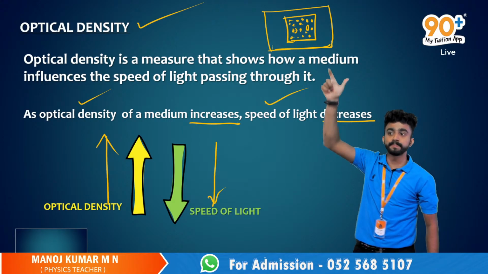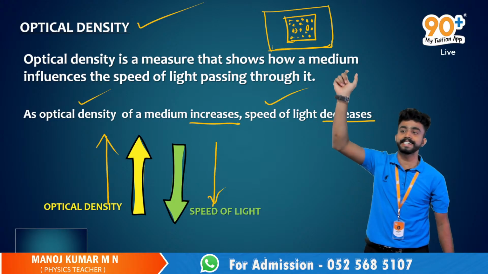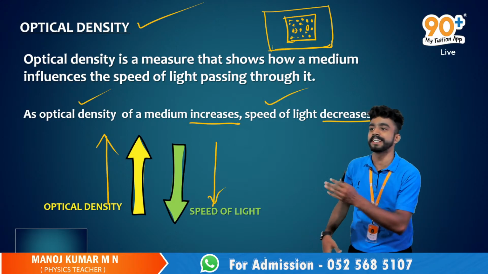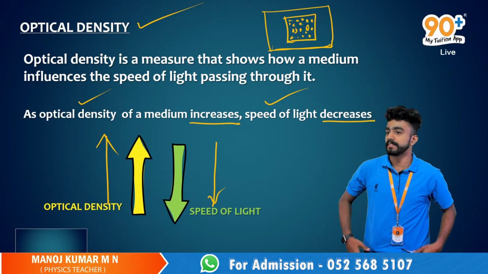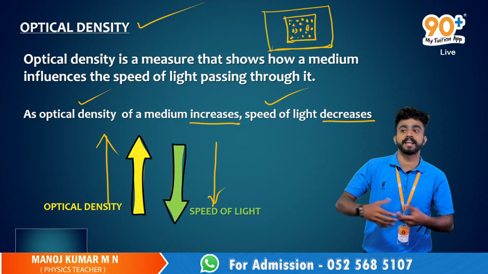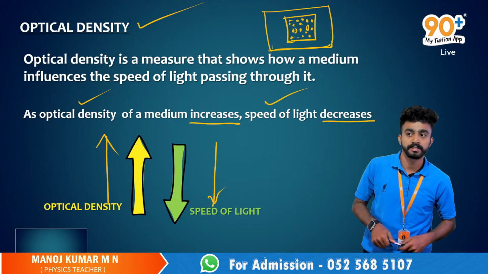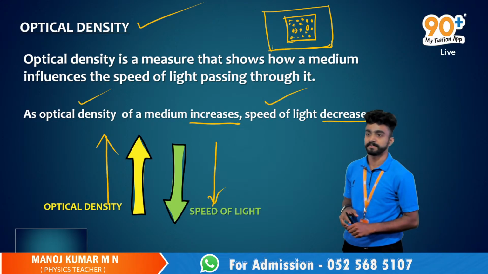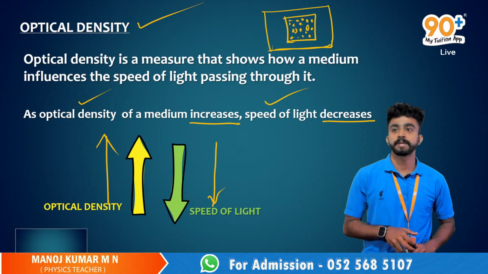If I say this medium is optically rarer, or the density of it is less, it means that the light can travel through it easily because there will not be many unwanted particles. There will be good particles like Manoj sir and all. Got the concept? Yes, sir. Fine. So that is the concept of optical density.